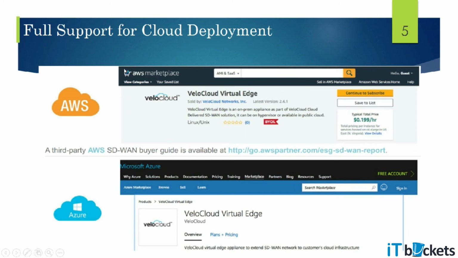As I told you, there is a third option for cloud deployment, so you can get a virtual edge on AWS as well as on Azure as a subscription. So it's located on the cloud as a virtual appliance.